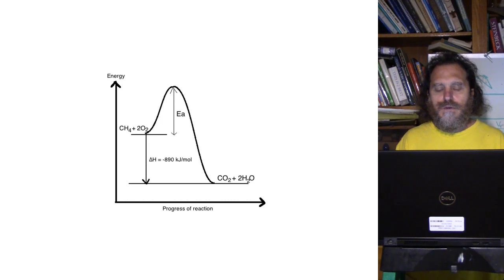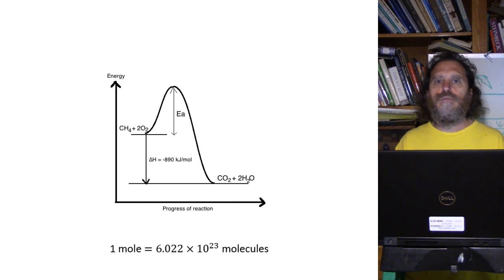And this energy, they even have the energy listed here, 890,000 joules per mole of methane molecules. That's how much energy is released per mole of methane molecules. Remember, a mole is that big number, 6.022 times 10 to the 23 molecules. So they know exactly how much energy comes out of the combustion of a mole of methane gas.